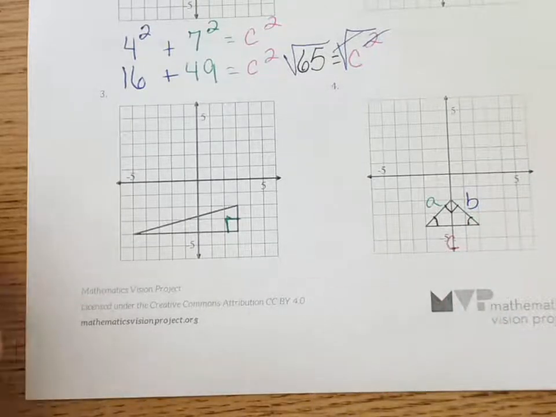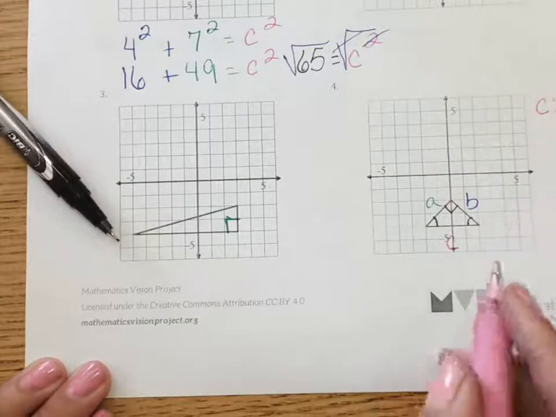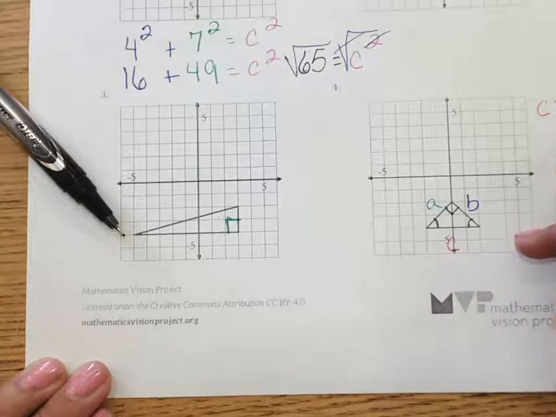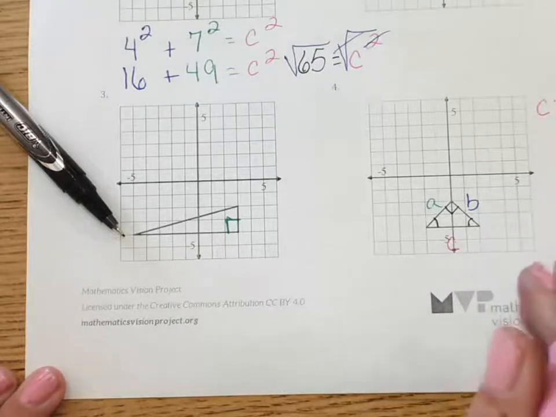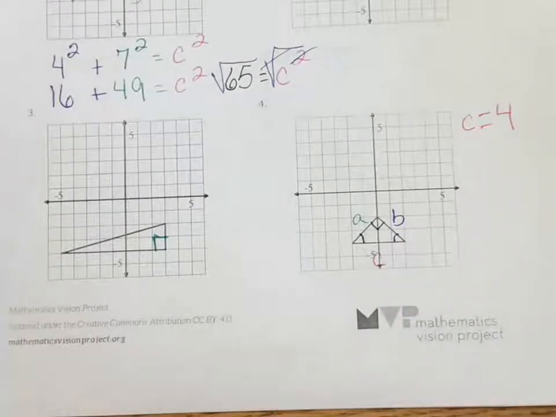So how long is C? We can figure out the length of C just by counting. Let's see, it's 1, 2, 3, 4. So C is 4. C equals 4.